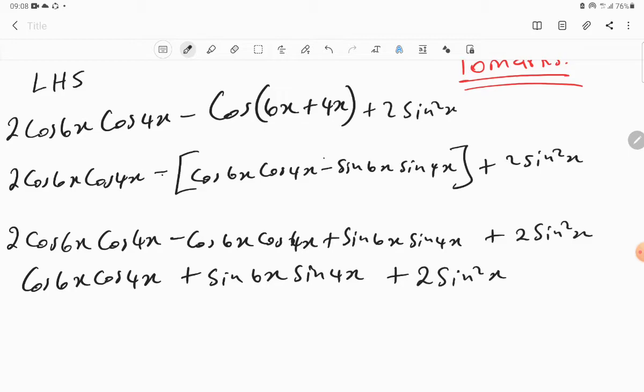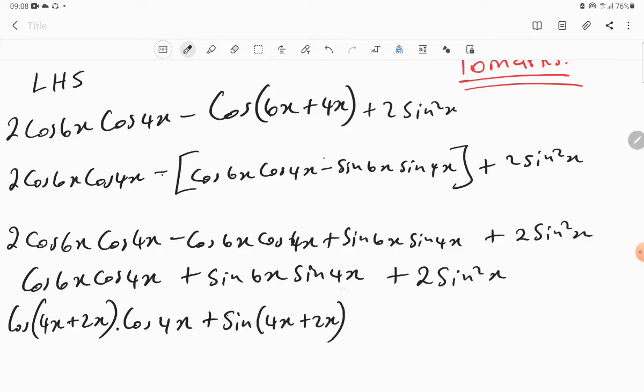How about doing that? We're going to have cos 6x, no, it's going to be 4x plus 2x, then times, let's just leave this one as it is for control. Then let's get this one. We can also change this 6x to be in terms of 4: we have sine of 4x plus 2x. Let's just write this one as it is, because we don't want to change 4x anyway. Then plus 2 sine 2x.